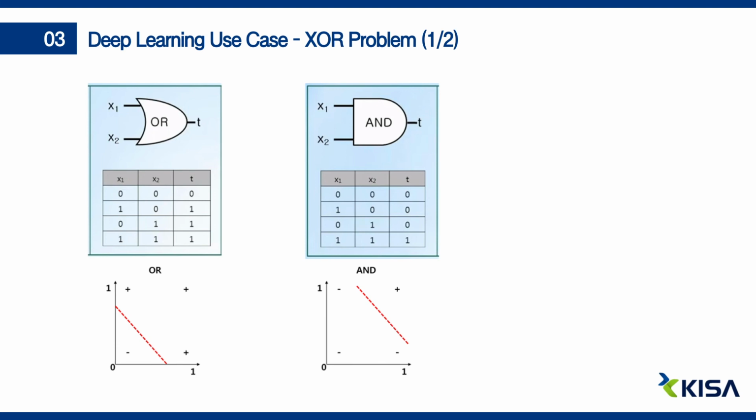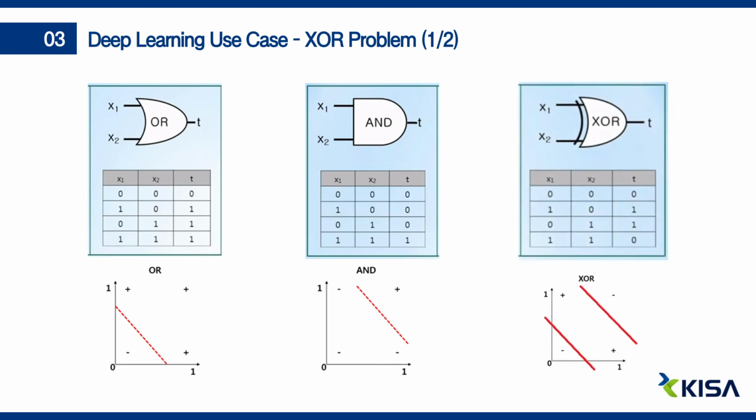The OR problem has a red dotted linear equation that can classify plus, meaning value 1, and minus, meaning value 0. This means that the OR problem can be solved by machine learning techniques using linear equations. Likewise, the AND problem can be solved with machine learning techniques.